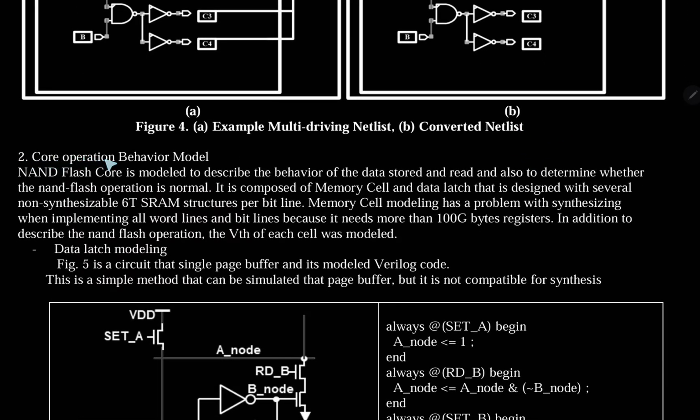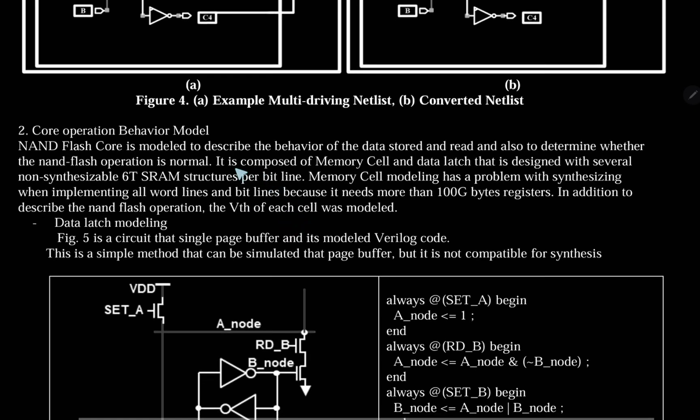2. Core operation behavior model. The NAND flash core is modeled to describe the behavior of data stored and read and also to determine whether the NAND flash operation is normal. It is composed of the memory cell and the data latch that is designed with several non-synthesizable 6T SRAM structures per line. Memory cell modeling has a problem with synthesizing when implementing all word lines and bit lines because it needs more than 100 gigabytes of registers.